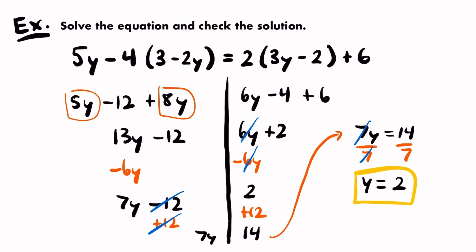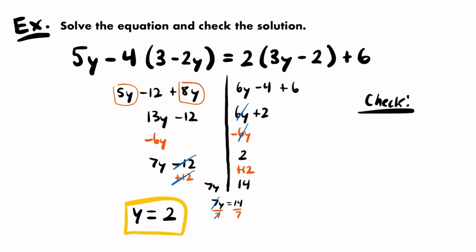But now let's check it. Let's see if we did our work correctly. We want to plug 2 back into the equation. If we do that, here's what we'll get. 5 times y, which is 2, minus 4 times 3 minus 2y, so we'll have 2 times 2, and then that will be equal to 2 times 3 times y, so 3 times 2, minus 2, plus 6.